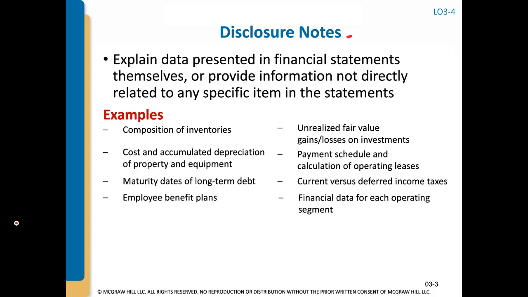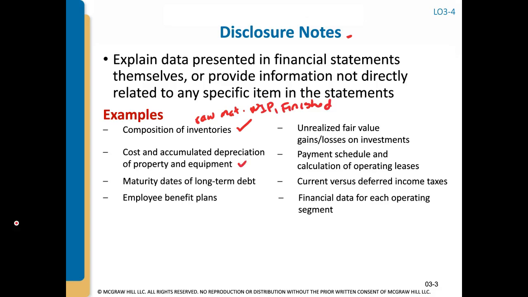These are just some examples of the disclosure notes. These are required. Composition of inventory: if you have inventory, you have to break it out between your raw materials, work in process, and your finished goods. And so let's talk about PP&E real quick.